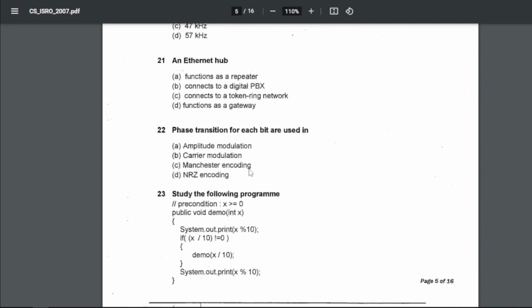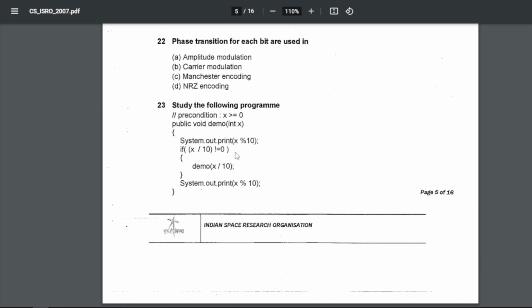Now question number 22 is, phase transition for each bit is used in what? So for this our answer is C, that is phase transition for each bit is used in Manchester encoding, right?